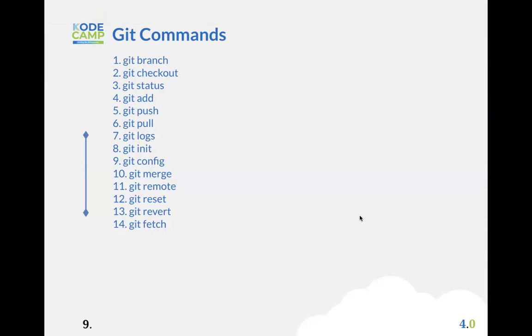So these are some of the basic commands that you use when working with Git. Git branch, Git checkout, Git status, Git add, Git push, Git pull, Git commit. We didn't talk about Git commit. Okay, Git commit, Git log, Git init, and so many more. These are just some of the basic commands that you use while working with Git.